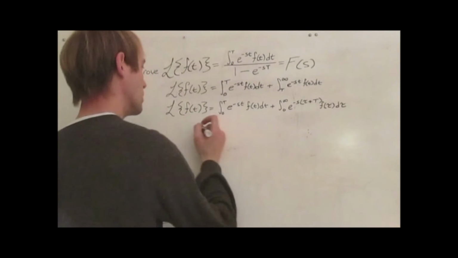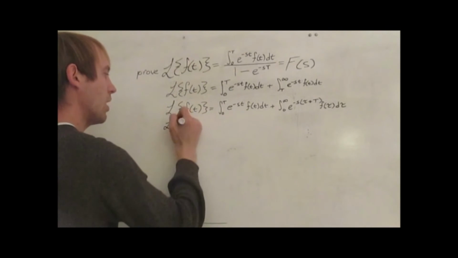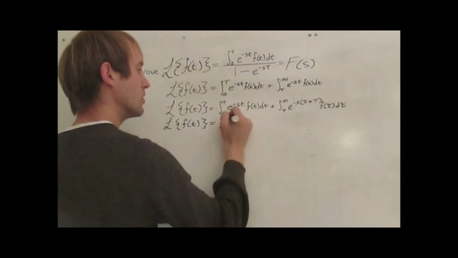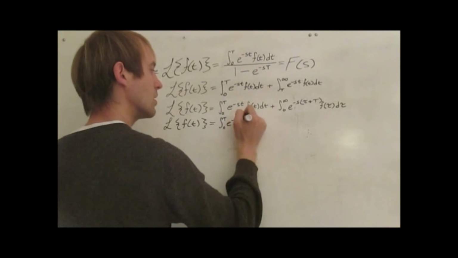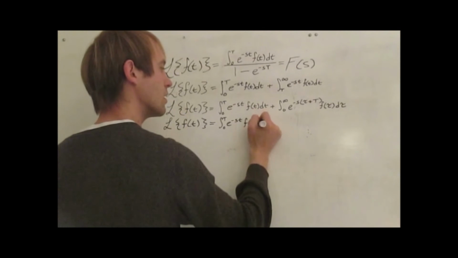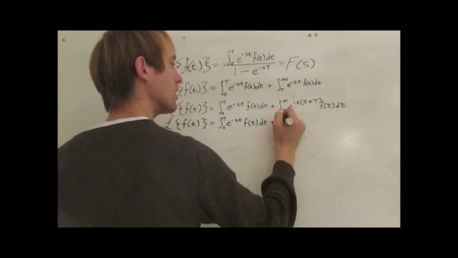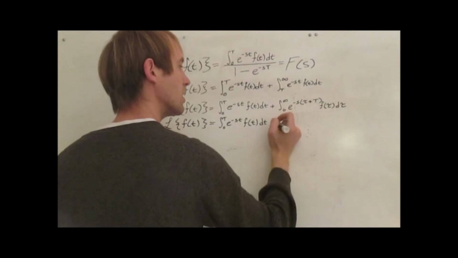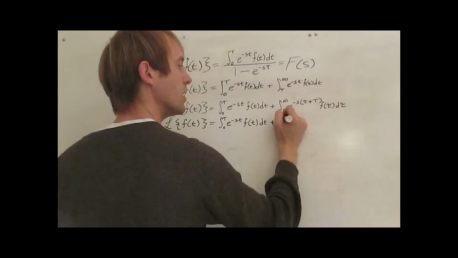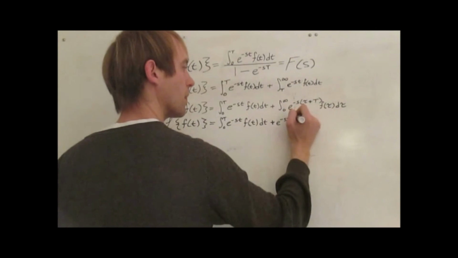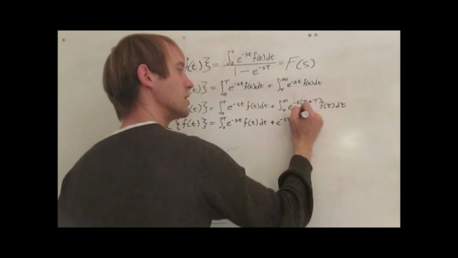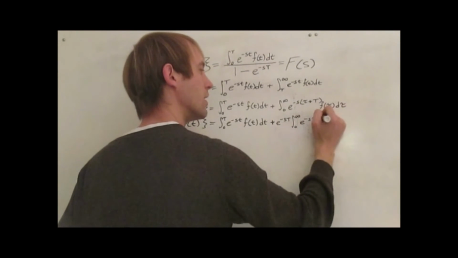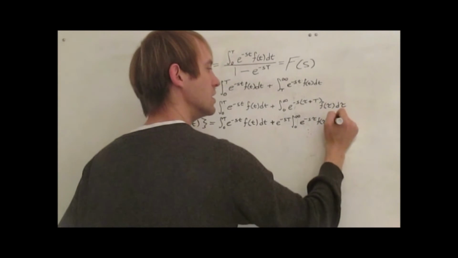So what we're going to get, we're going to just rewrite it again. The Laplace of f of t. I know it gets old, but you get to where you can do this pretty fast with some practice. Plus, okay, so we're going to pull it out, plus e to the negative s capital T times the integral from 0 to infinity of e to the negative s tau, f of tau d tau.